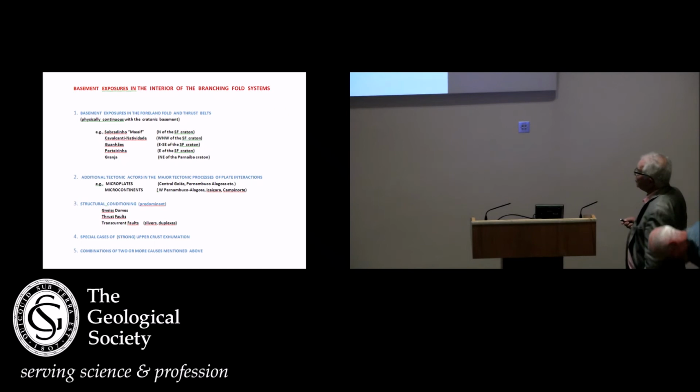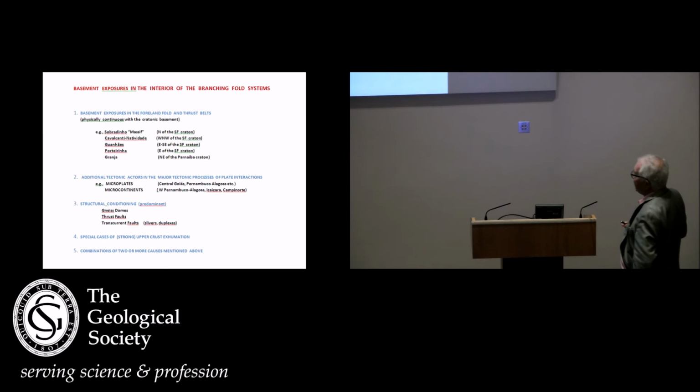Additional tectonic actors in the major tectonic process of plate interaction. Generally, the reconstructions of the orogens work with two or three plates. We can see that we have more than two or three plates. Many times we have microplates and microcontinents in the process. I'll give some examples: Central Goiás, Pernambuco Alagoas, West Pernambuco Alagoas, and Caiçara Campinorte.